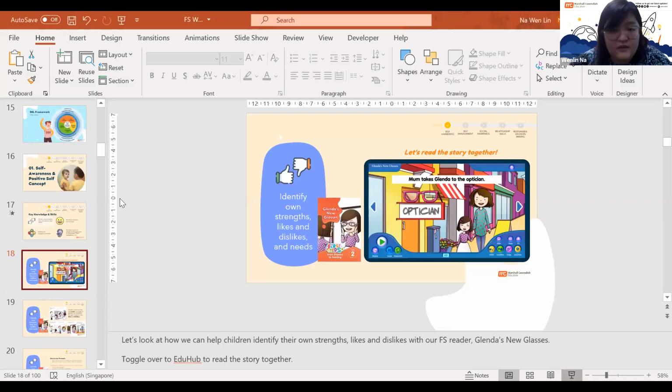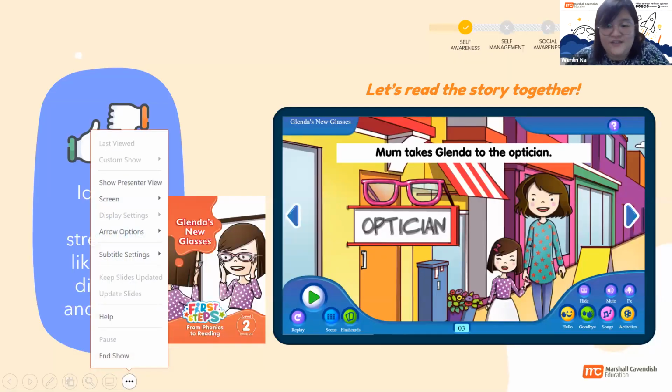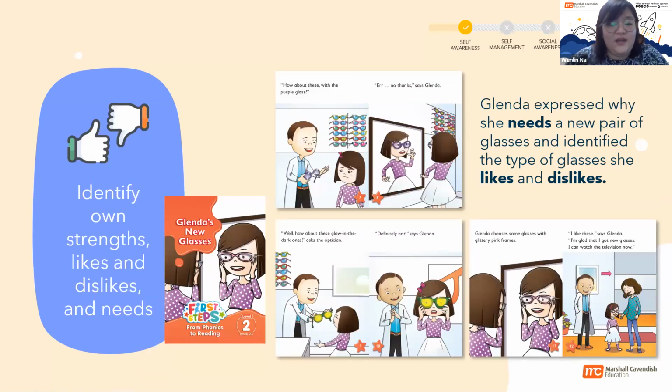Okay, all right. So just now, to reiterate, from this story, Glenda expressed what she needs. She needs a new pair of glasses because she broke hers. And then she identified the type of glasses that she likes. She doesn't like something that is glow in the dark, but she likes something that is pink and glittery. So from a simple story like this, we can teach children about self-awareness.